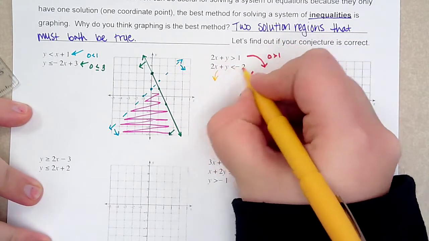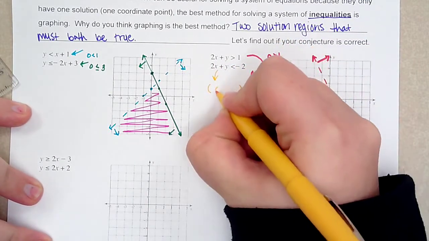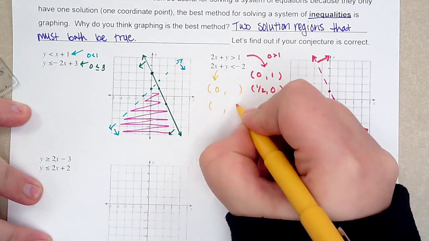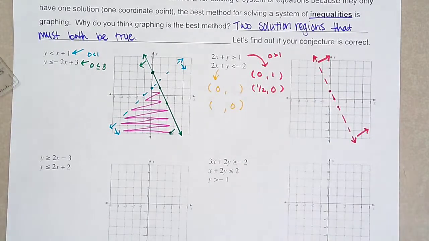Same thing, it is in standard form, so I'm going to say 0, something, something, 0. And I'm just going to give you a second to see if you can identify those intercepts. Go ahead and try that.